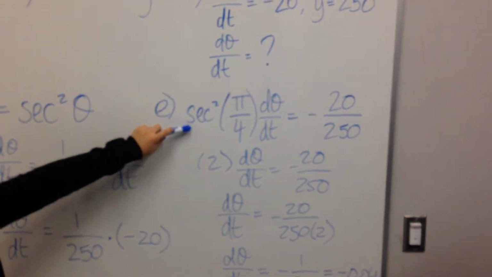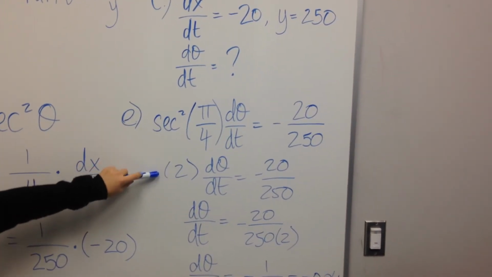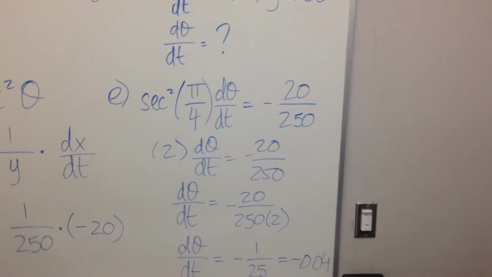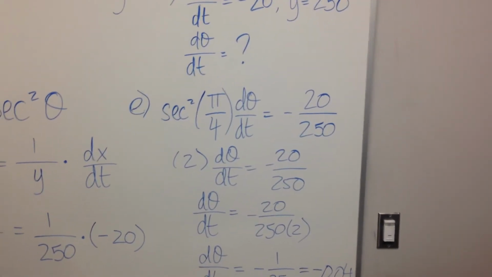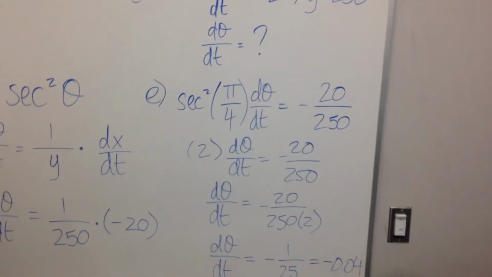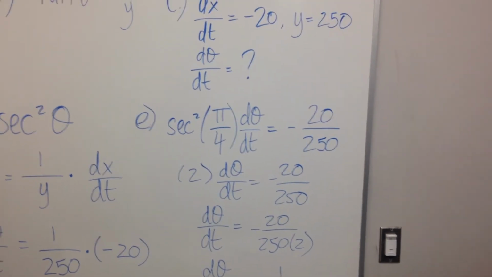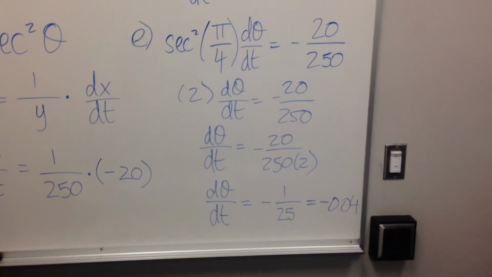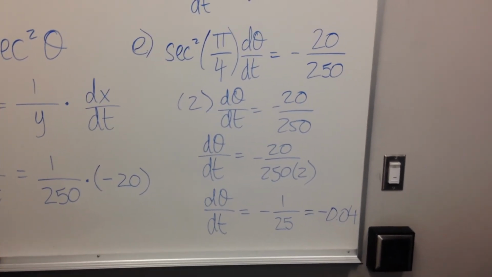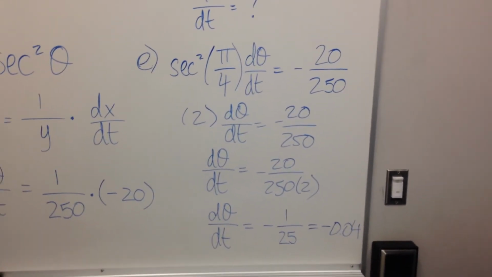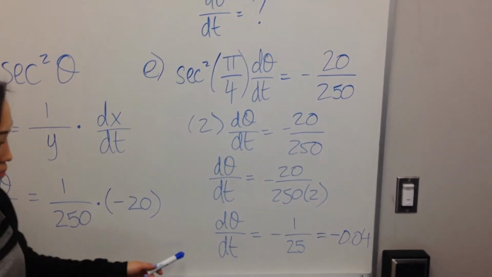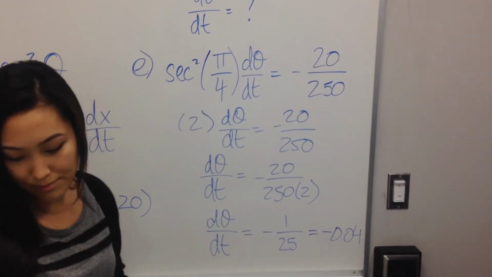So we plug in pi over 4. Secant squared pi over 4 equals 2. So we then multiplied each side of the equation by 1/2 in order to get the derivative of theta with respect to t by itself. We plugged it in, and we got the derivative of theta with respect to t equals -1 over 25, or 0.04.